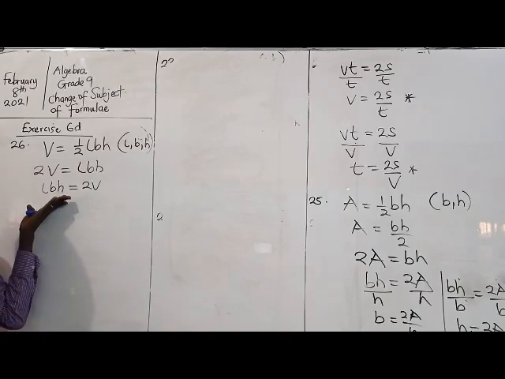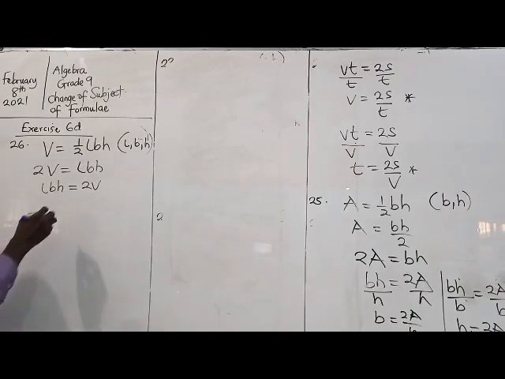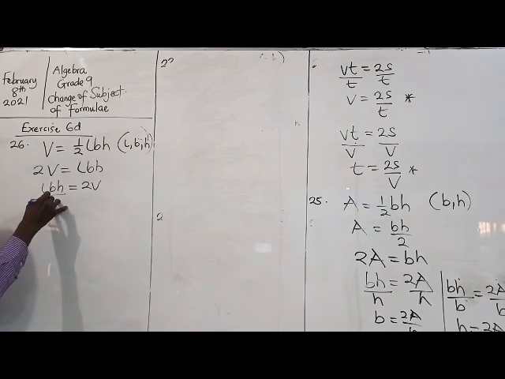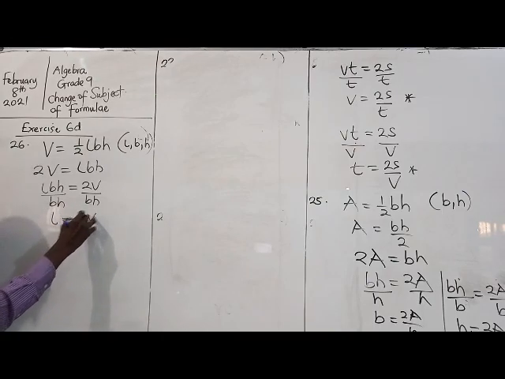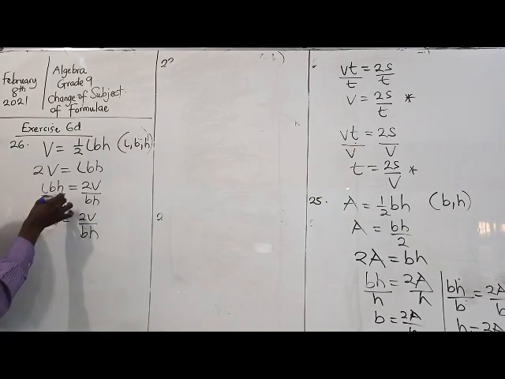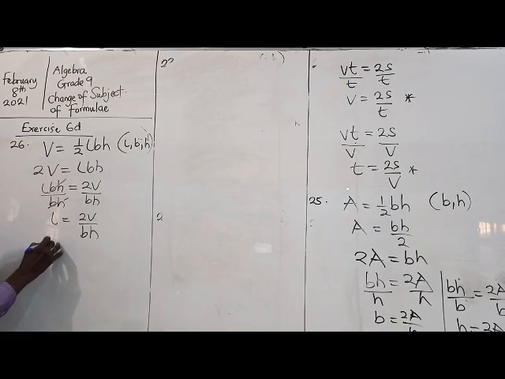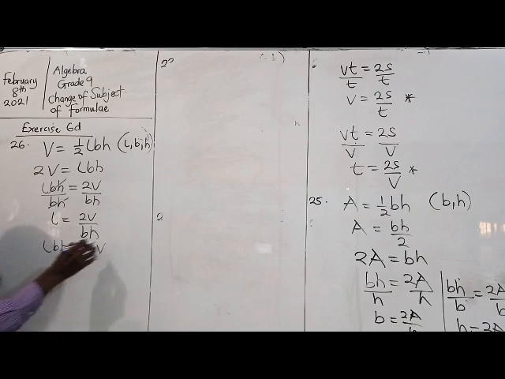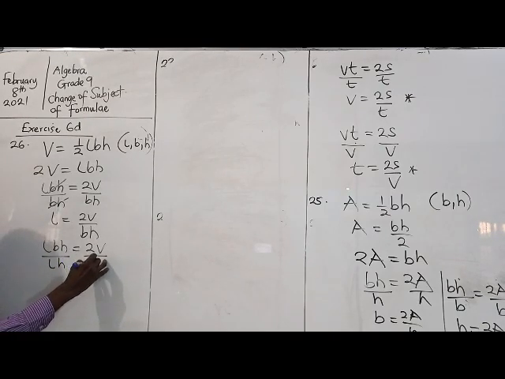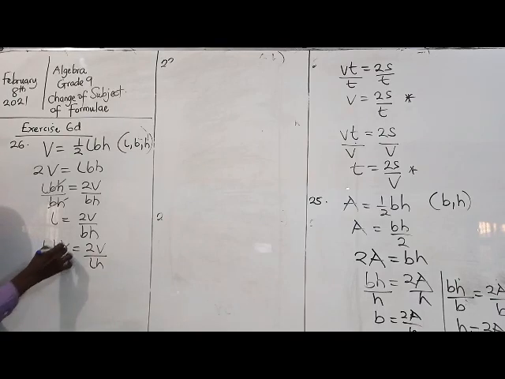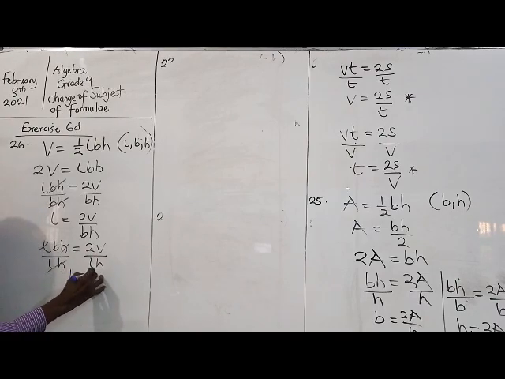And I'm going to have this. So what do you have next? If I want to emphasize L, I'll divide both sides by BH. And L will be equal to 2B over BH. Just to cancel for purpose of emphasis. And if I want to emphasize B, I divide both sides by LH. And that will give us B equal to 2B over LH.